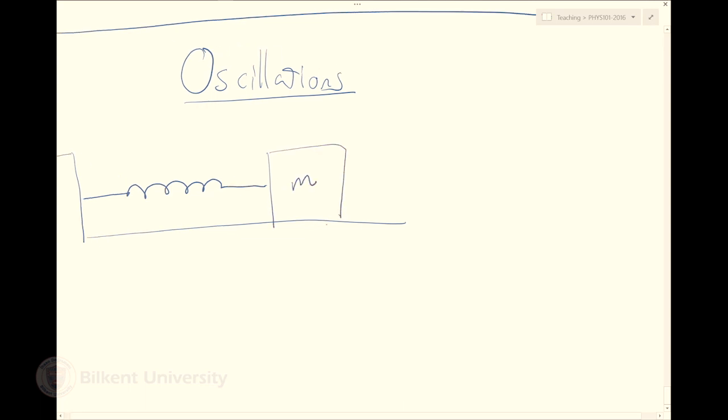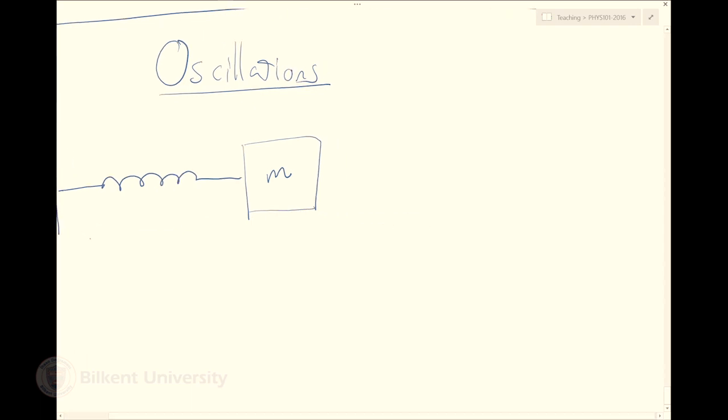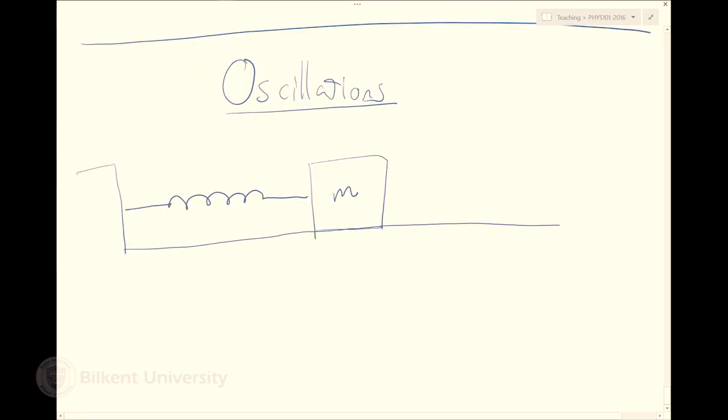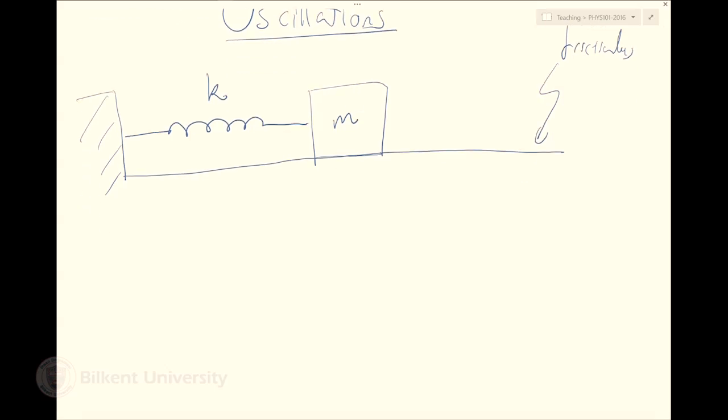I'll start with the simplest system. I'll just take a mass m on a frictionless table, tie it to a spring which is tied to a fixed point. The spring has spring constant k. And I'm wondering the following.